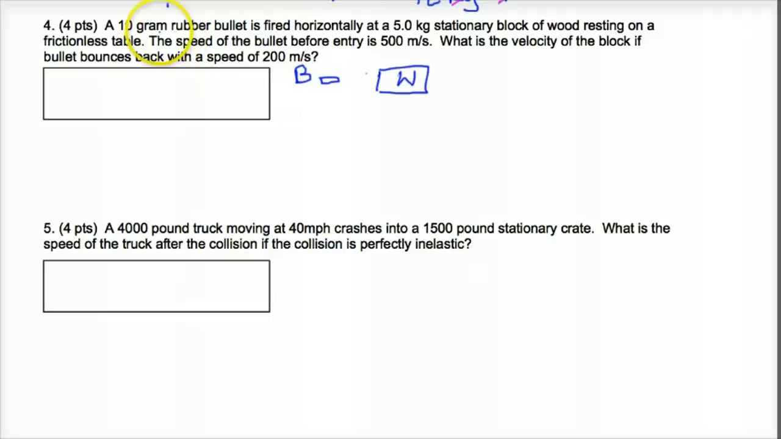Okay, the bullet is 10 grams and the block is 5 kilograms. This has got 500 meters per second. This is 0. And afterwards, got to the right. Afterwards, change colors. We're coming out, it bounces back, so 200 meters per second. And the velocity of the wood after the collision.